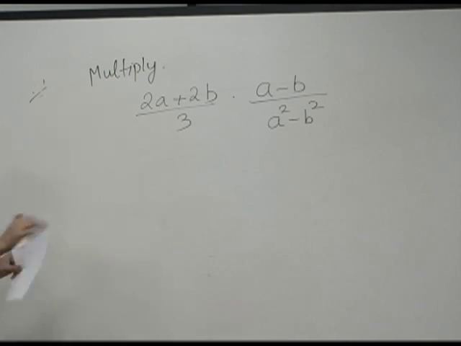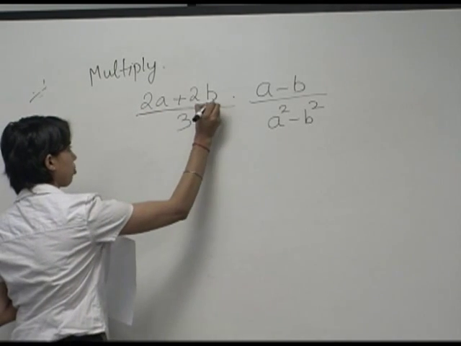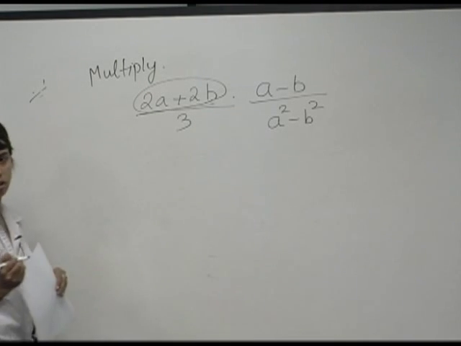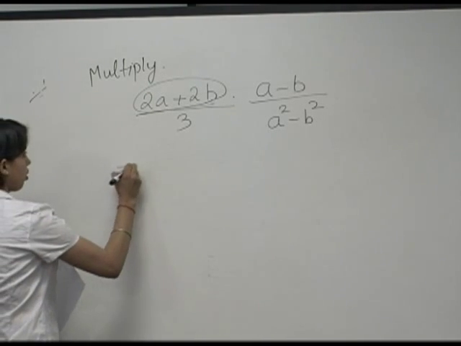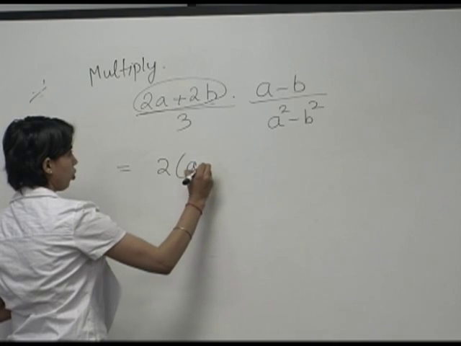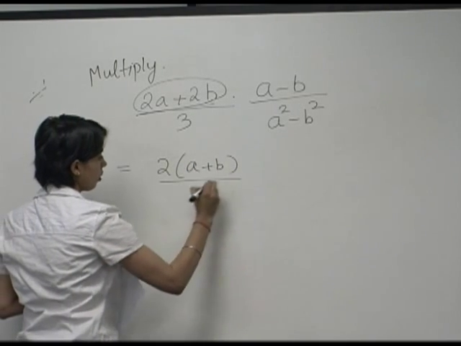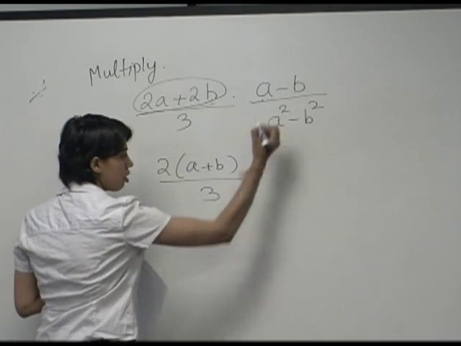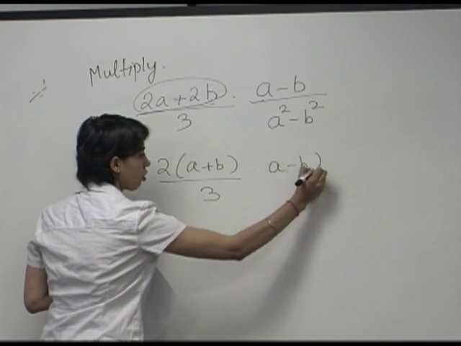All right, let's see on the top here. Go step by step. Can I pull out anything common here? All right, so I will pull out 2 as common. So I am left with a plus b. A minus b, I cannot do anything, so I'm going to leave it as such.